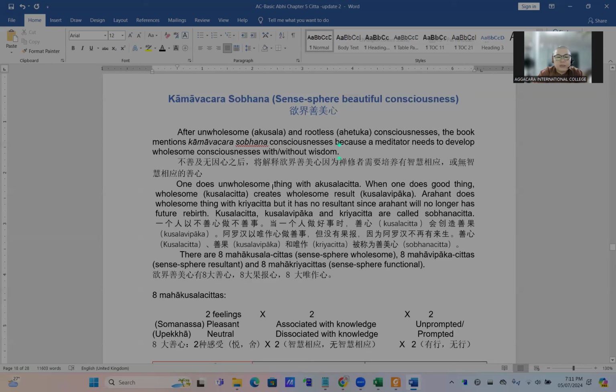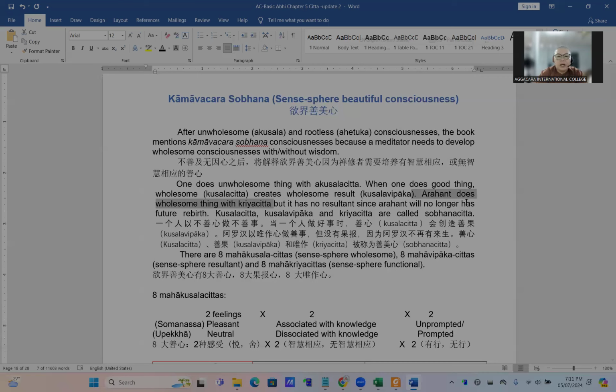Okay. When one does bad things, we do it with akusala chitta. When one does good things, we do it with the wholesome consciousness called kusala chitta, which creates the wholesome resultant, kusala vipaka. Arahan also do wholesome things, right? Because sometimes people thought when people become Arahan, they never do any good deeds. It's not true. Like Sariputra also offered robes to other monks, and Arahans also sweep the floor. They also practice meditation. So they also do wholesome things.